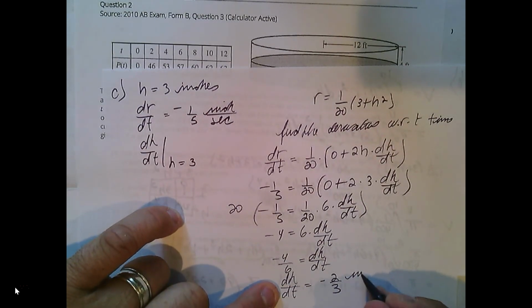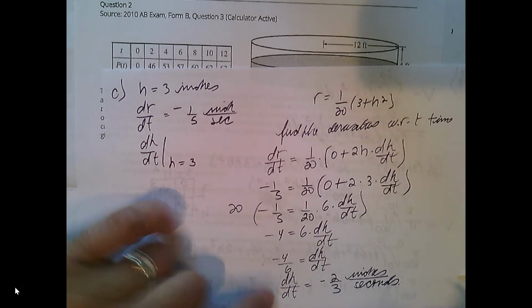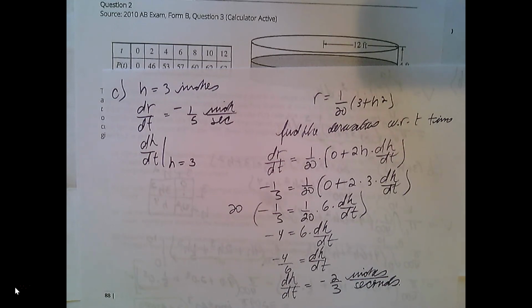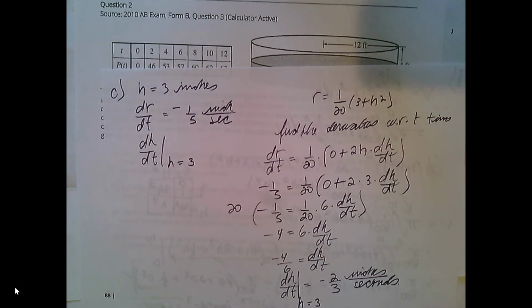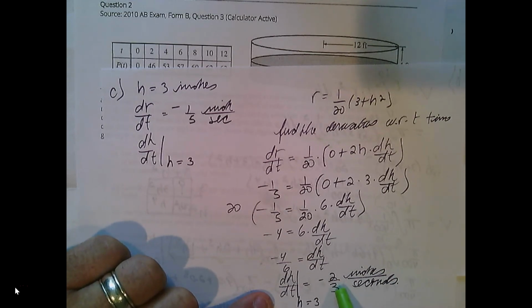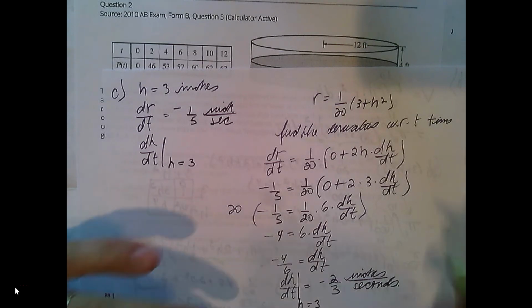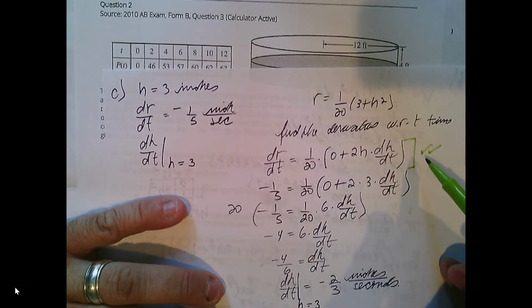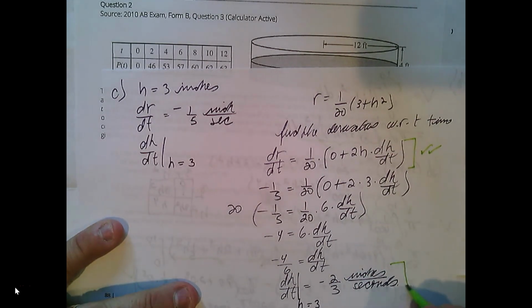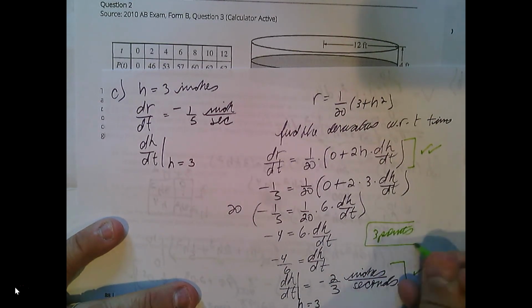What are the units? H is your height, that's measured in inches. T is your time, that's measured in seconds. So this is the rate that the height changes with respect to time when h equals 3. Your height's decreasing, which should make sense since you have water leaking out of the bottom of the funnel. In terms of points, 2 points were awarded for finding the derivative, and then 1 point for coming up with the rate, for a grand total of 3 points.